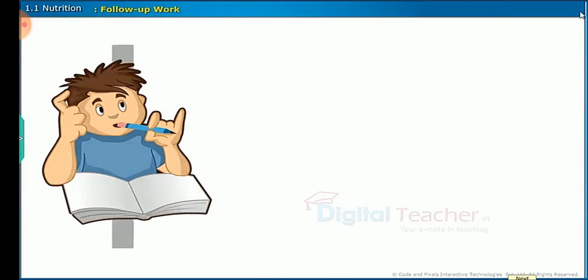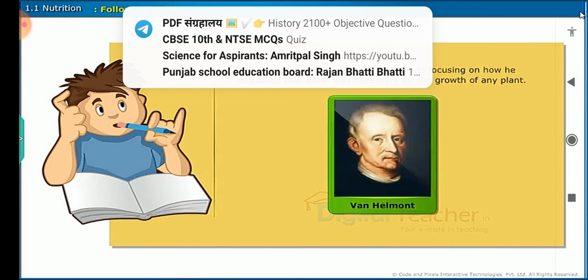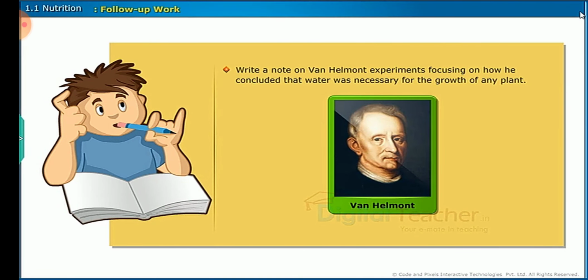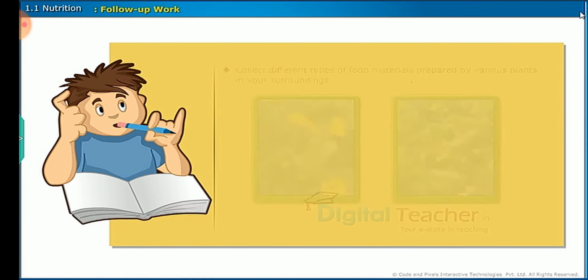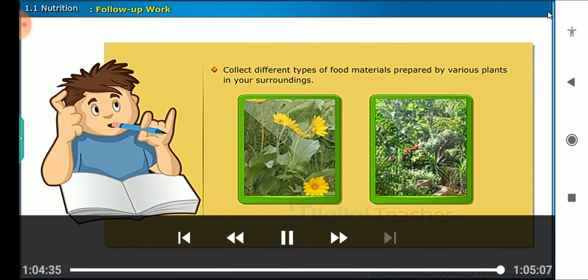Follow-up work. Take up the following activities. Write a note on Van Helmont's experiments, focusing on how he concluded that water was necessary for the growth of any plant. Collect different types of food materials prepared by various plants in your surroundings.